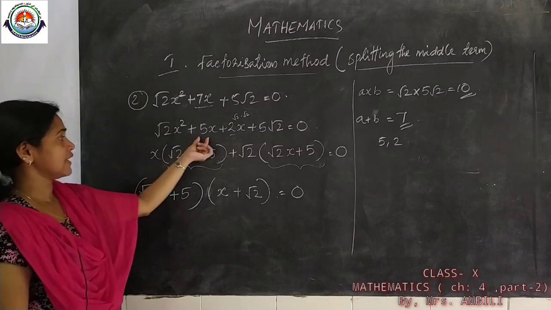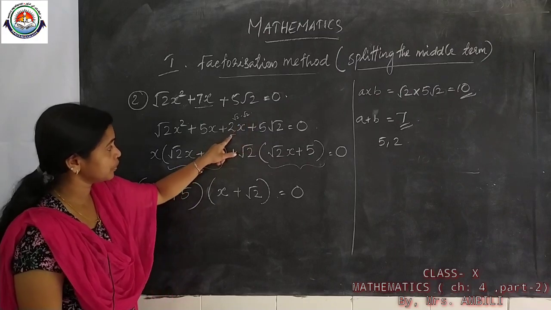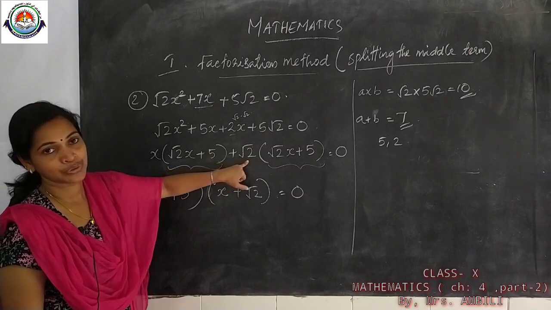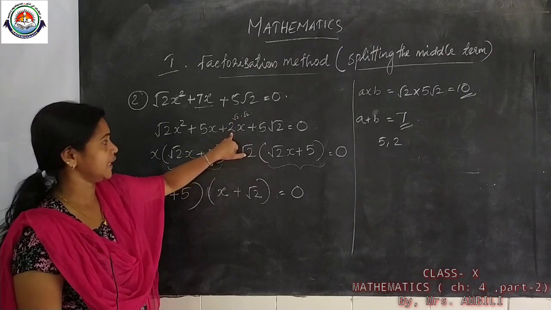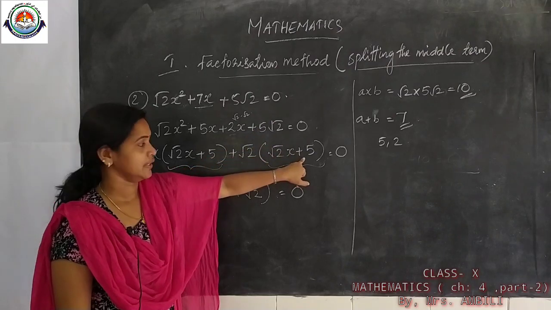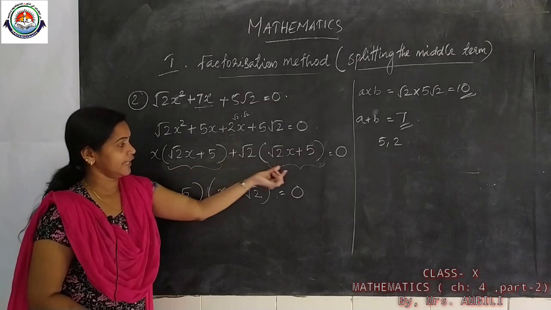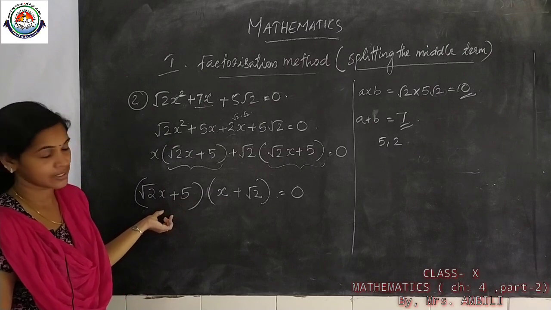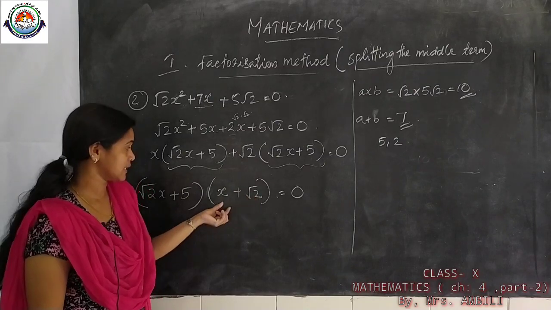Understood? So 5x plus 2x, 2 means root 2 into root 2. That is root 2 into root 2 into x plus 5 root 2. From this I took root 2 outside, root 2 common factor. So what is remaining here? If I took 1 root 2, then 1 root 2 is remaining, that is root 2x plus, here 5 is remaining. So root 2x plus 5 equal to 0. Here again we can take root 2x plus 5 as common factor. I took it outside. So what is remaining? X is remaining, x plus 1 root 2. So x plus root 2 equals 0.